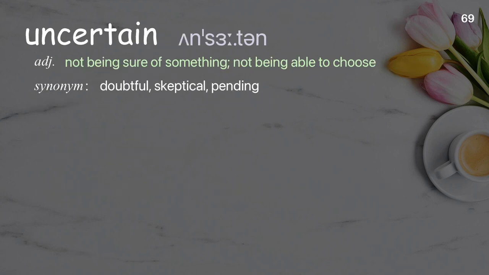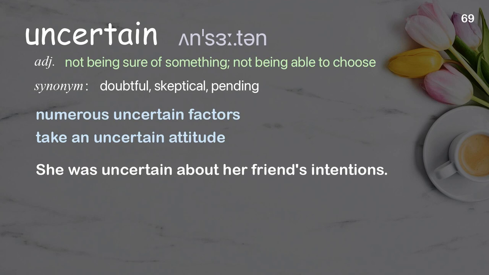Uncertain. Not being sure of something, not being able to choose. Examples: numerous uncertain factors. Take an uncertain attitude. She was uncertain about her friend's intentions.